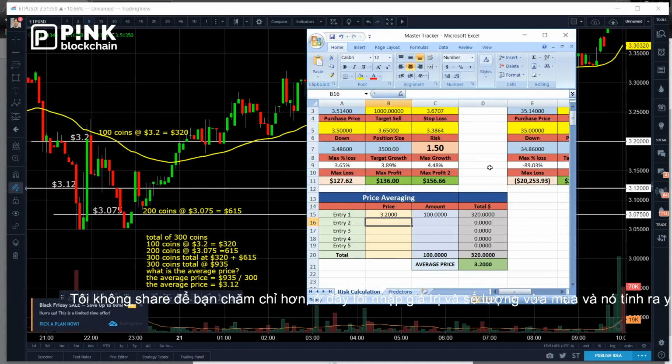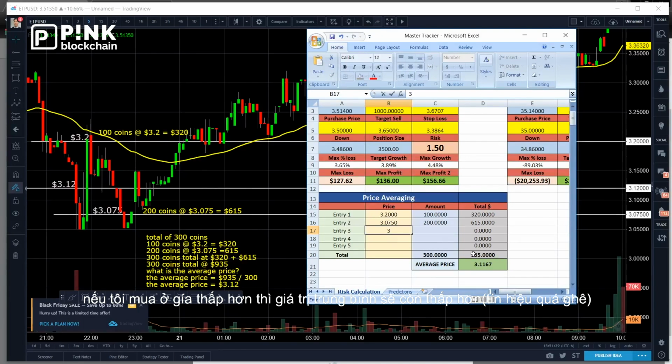So if I bought 100 at 3.2, that's $320, right? Now, if I added more, like 200 coins at 3.075, boom! It automatically calculates it all for me. And this is my average price. Awesome. If I bought more on the bottom, where it dipped a little bit more, say I bought at $3 and I bought, say, 400, it calculates everything for me. It tells me the total amount that I've spent and the total coins that I actually have. So these are very simple spreadsheets that I have.